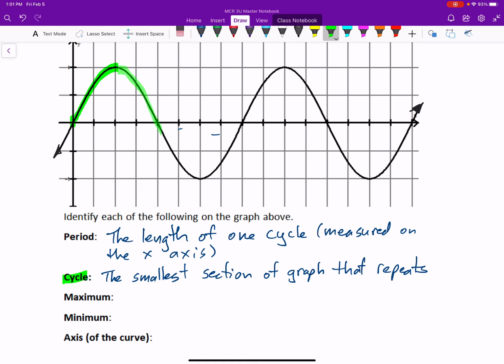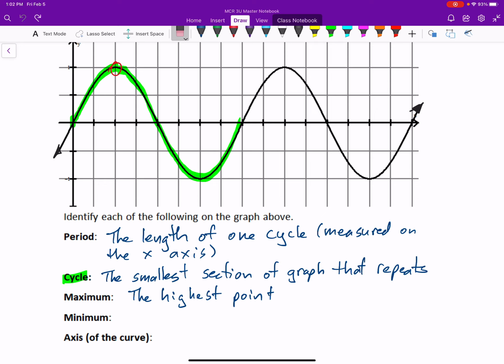Just want to get rid of all the extra clutter that I don't need, so I do want to keep that highlighted though. All right. Maximum, of course, would be the highest point on the graph. The highest point. And the maximum is going to repeat, right? For this graph, the maximum occurs at 1. But it happens over and over again. It's going to keep happening repeatedly because it's periodic.